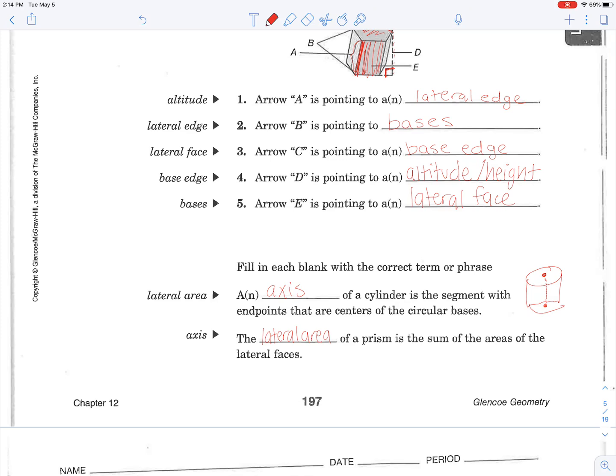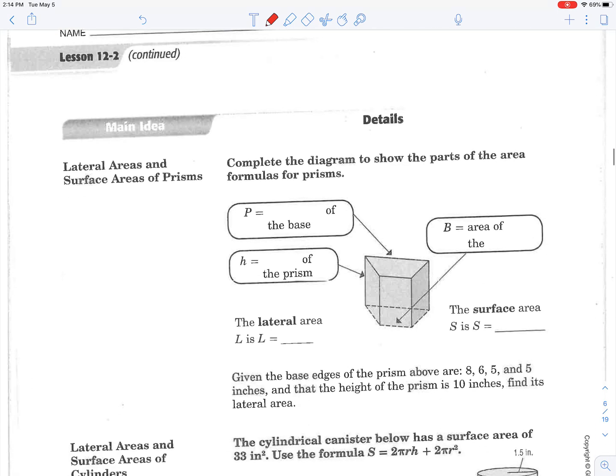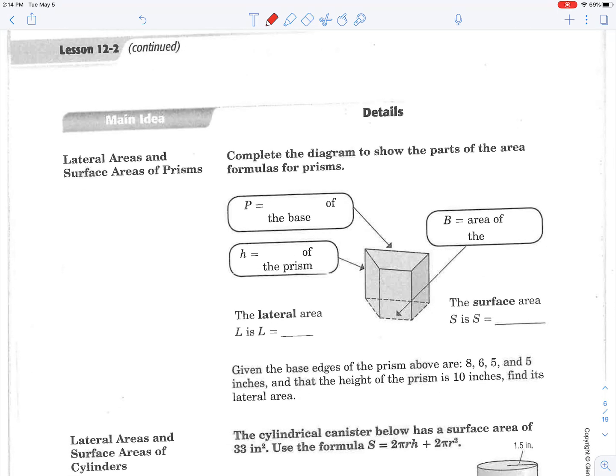So again, we're talking about area. Anytime we're talking about area, we're talking about how much space we're covering. Our units are always squared. So we're going to start off with lateral area and surface area of a prism. The lateral area is only the area of the lateral faces. It does not include the area of the bases.